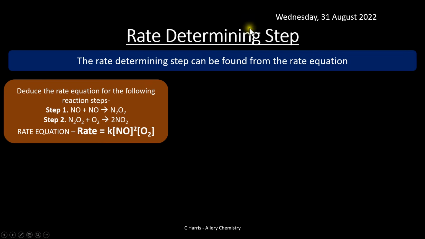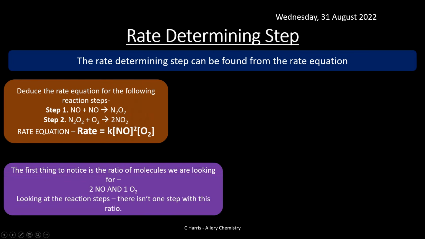What we're being asked to do here is work out what the rate determining step is. We haven't actually been told which one is fast or which one is slow. We've been given the rate equation instead. So the first thing to notice is the ratio of molecules that we're looking for.